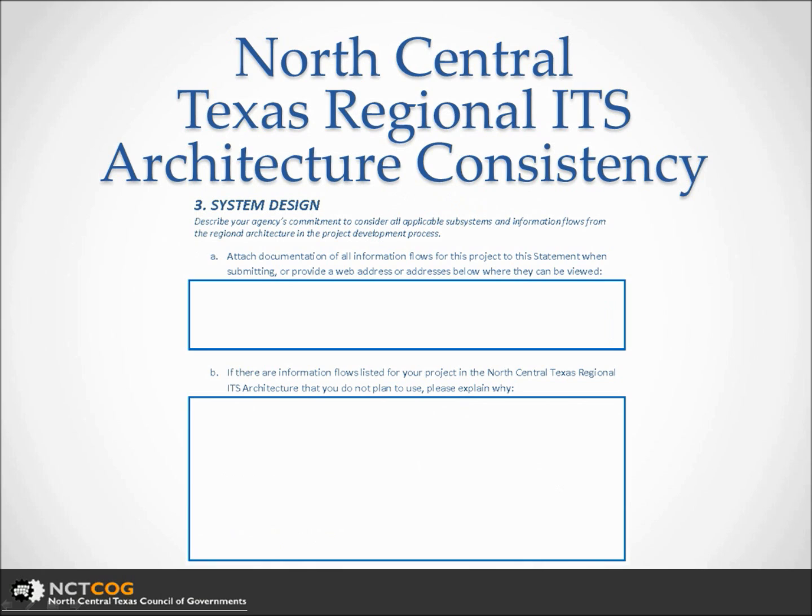The next section of the consistency statement regards system design. It asks that the user attach documentation of all information flows for this project in this statement when submitting, or provide a web address or addresses below where the information flows can be viewed. It also asks if there are information flows listed for your project in the North Central Texas Regional ITS architecture that you do not plan to use, please explain why.